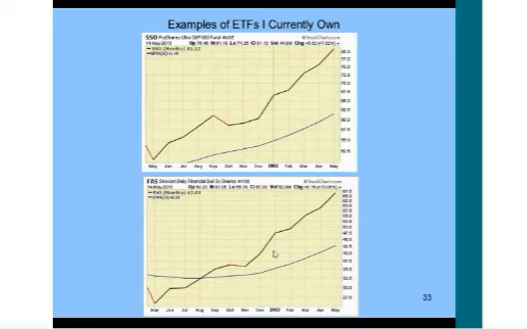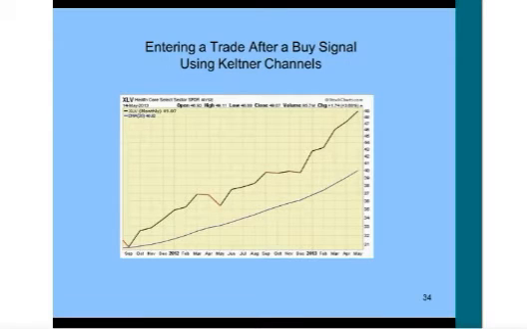and I also own the financial ETF, which we can see went bullish last summer, and has remained in a strong uptrend. So these are just a few of the examples of the ETFs that I currently own.